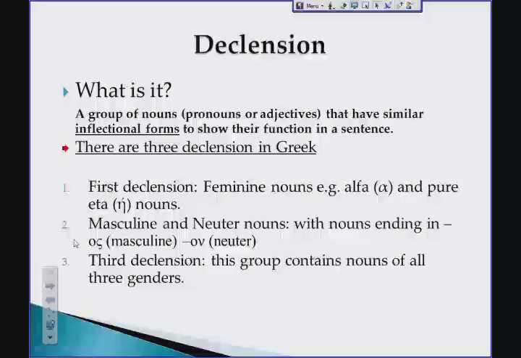And that is the most important thing, and I will always repeat this in this class and the classes to come. You always look at the endings. That is the target. That is something that will tell you whether this noun is belonging to the first, second, or third declension. Okay? Any questions so far?